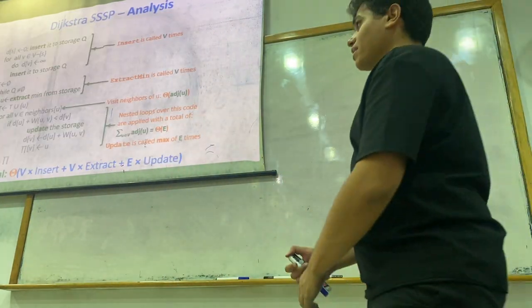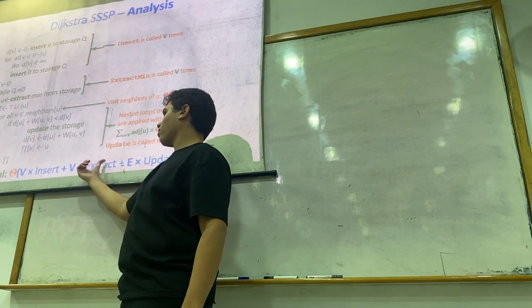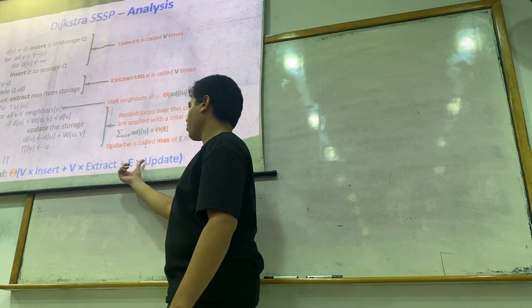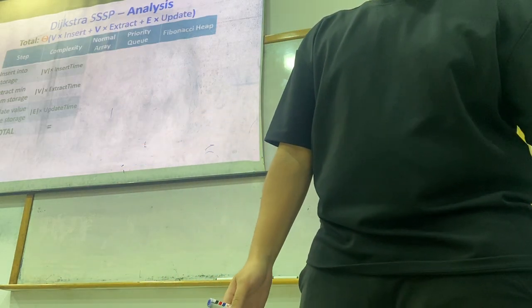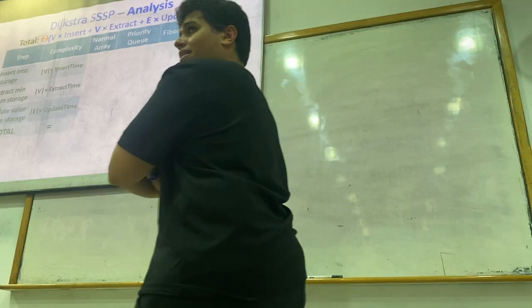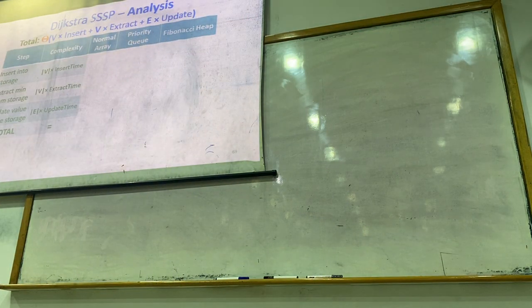So the total complexity is V multiplied by the enter complexity plus V multiplied by the extract complexity plus E multiplied by the update complexity. Did you get it? But it depends. Insert, extract minimum and update are unknown for now because they are determined based on the data structure. It differs from one structure to another.